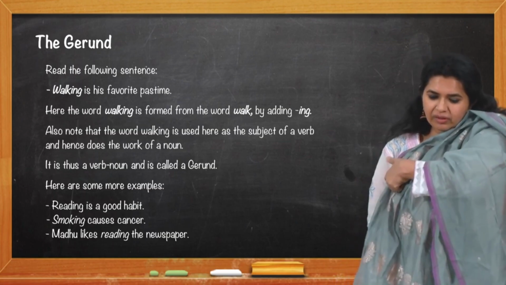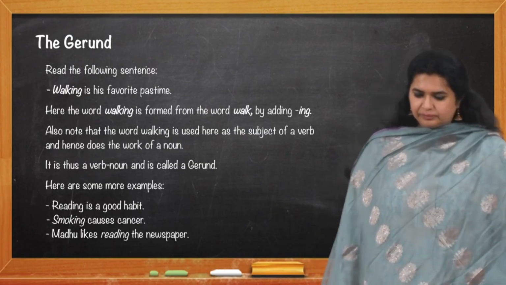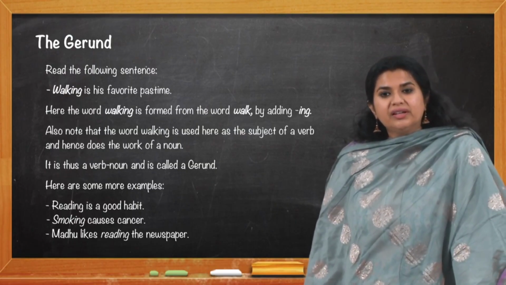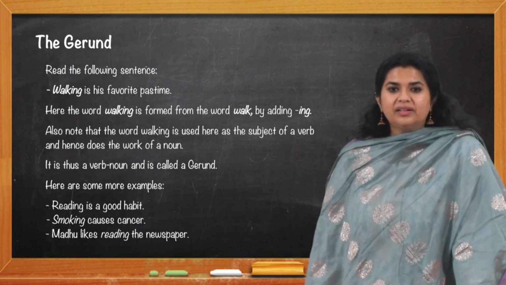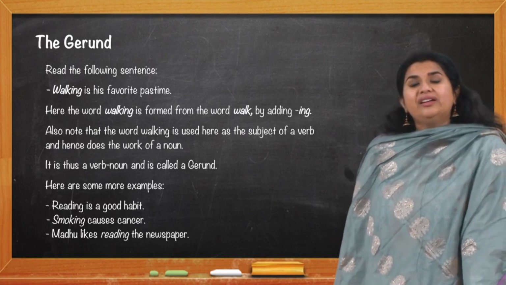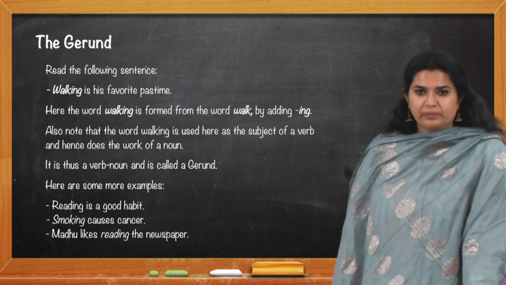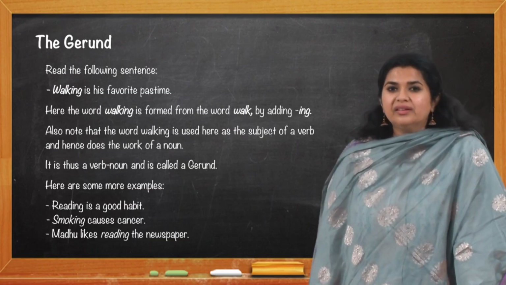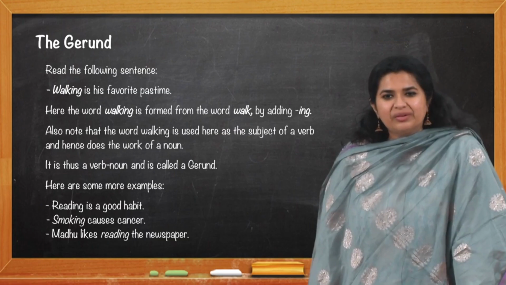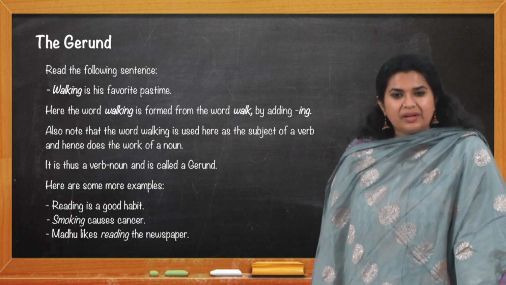Remember, the word walking here is formed from the word walk by adding ing. And also note the word walking is used here as the subject of a verb and hence does the work of a noun. So, a gerund does the work of a noun. Swimming is a very good exercise. So, we are not using swimming as a present continuous verb or tense, we are using swimming as a noun.